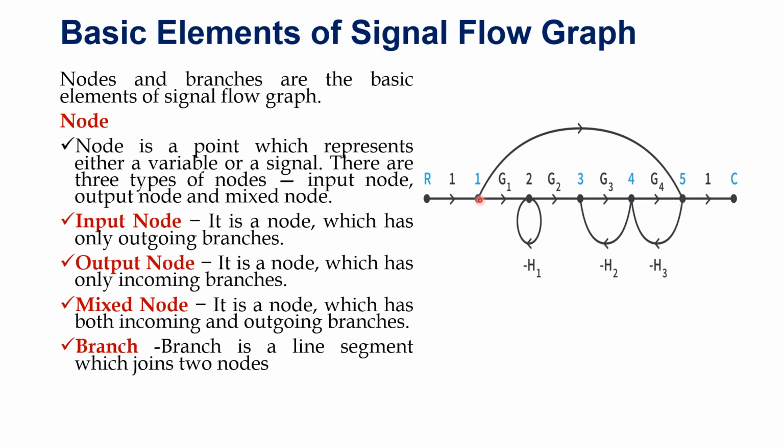And next, mixed node. Node 1, 2, 3, 4, 5 all are known as mixed nodes because they have both incoming branches and outgoing branches. What is branch? Branch is a line segment which joins any two nodes. Here node R and 1 are joined by a branch. What is the gain of the branch? That is 1.